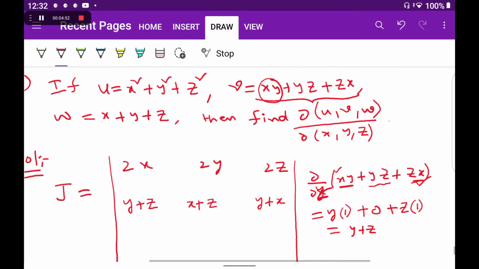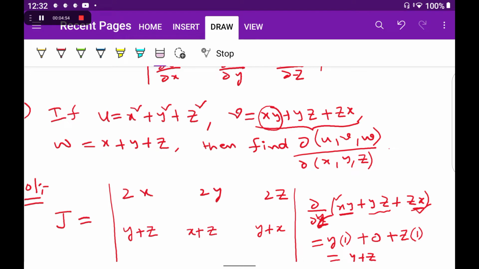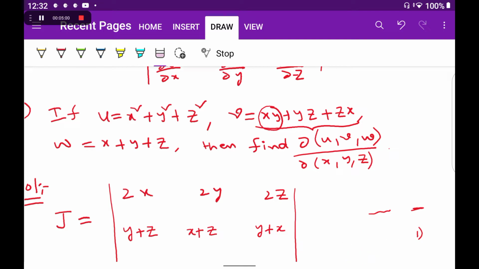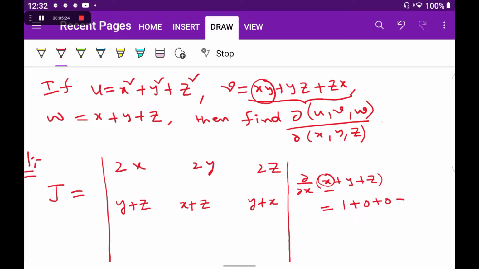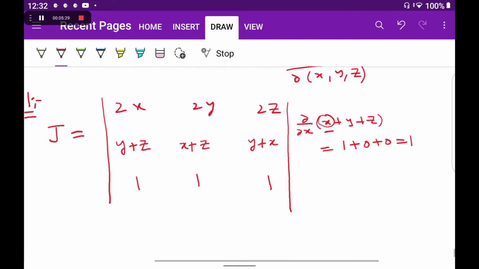Okay. And then third row is the partial derivatives of w, which is x plus y plus z. So again coming to dou by dou x of w, which is x plus y plus z, the first term has x, the derivative of x with respect to x is 1, then 0, 0, so 1. Similarly, other two derivatives are also 1 and 1.